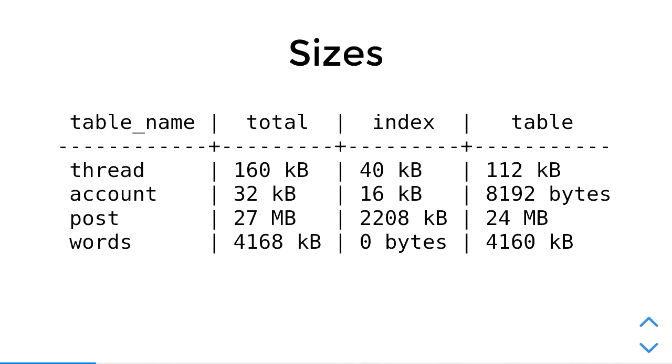This basically costs us space, and we can see our thread table has cost us a total of 160K, 112K in actual data. Our accounts table is even smaller because there's very little in that. And our post table is a massive 27 meg total: 24 meg of data and 2 meg of index. Now, I didn't declare any indexes, but there's one there already because I declared the primary key unique. Postgres is going to create an index so that it can keep track of that and make sure that it is unique. I don't have a choice.